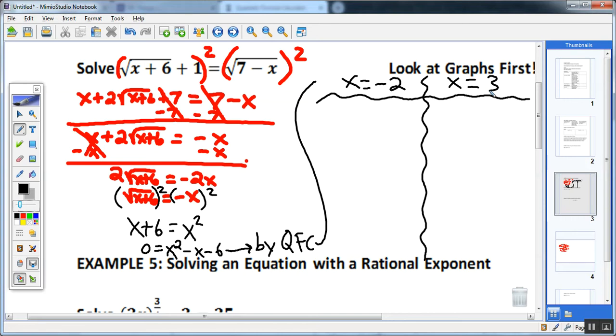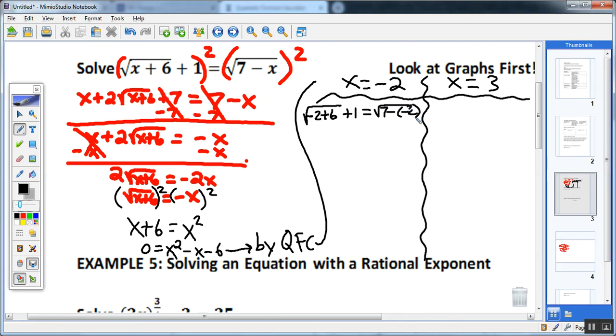Let's check the negative 2. Now again, understand we said if this root is like this up here, especially in this case square roots, we are assuming they're what type of square root? Positive or negative? Positive. So let's plug stuff in. Let's plug the negative 2 in. Here on the left, this will become root of negative 2 plus 6, plus 1. We want to know if that equals square root of 7 minus negative 2.